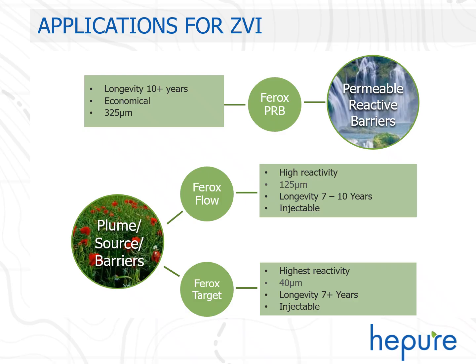ZVI is matched to project requirements, typically by particle size. Ferox PRB has an average particle size of 325 microns, about the same as construction sand, and is the most economical and has the longevity over 10 years. Ferox Flow has a particle size of 125 microns on average and is easily injected by direct push and other methods. Ferox Target has an average particle of 40 microns and is the most reactive of all three.